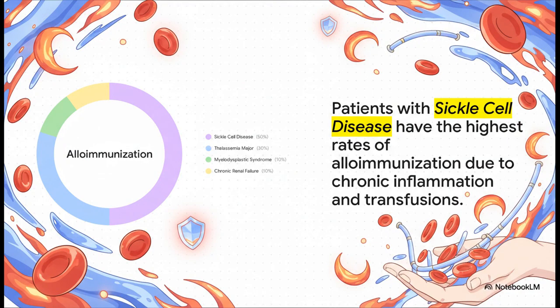You can see right away that patients with underlying inflammatory and hematologic diseases are at incredibly high risk. Just look at the rates for thalassemia and especially for sickle cell disease. They're staggering, up to 50% in some studies. This isn't just a random chance. It's because these conditions create the absolute perfect storm for alloimmunization. You've got chronic inflammation combined with the need for repeated transfusions.